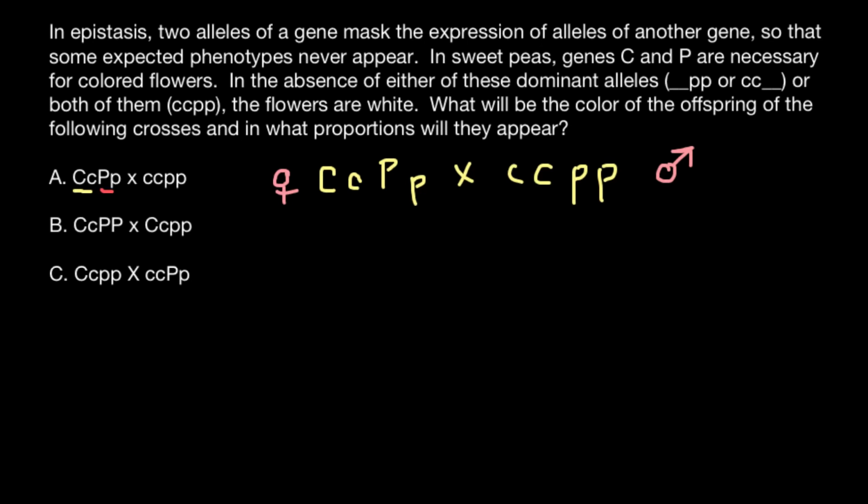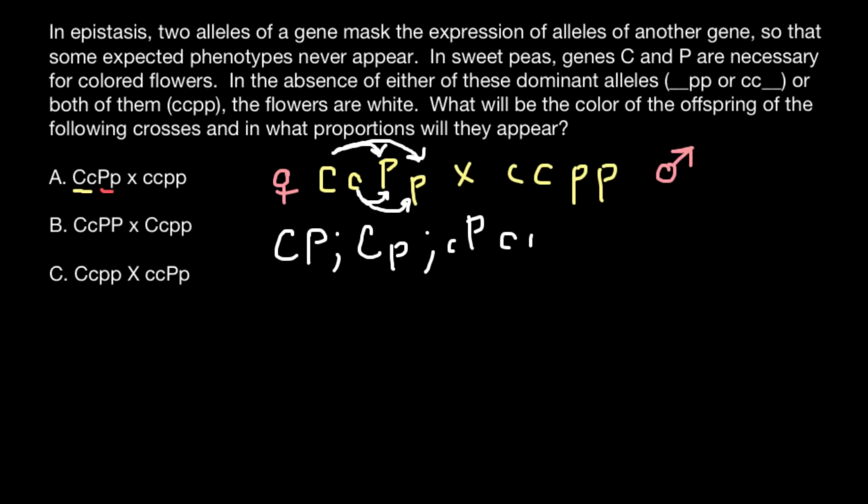The first would be capital C and capital P. Second would be capital C and small p. Third variant would be small c and capital P. And the fourth variant would be small c and small p. So as you see, these are four types of gametes.